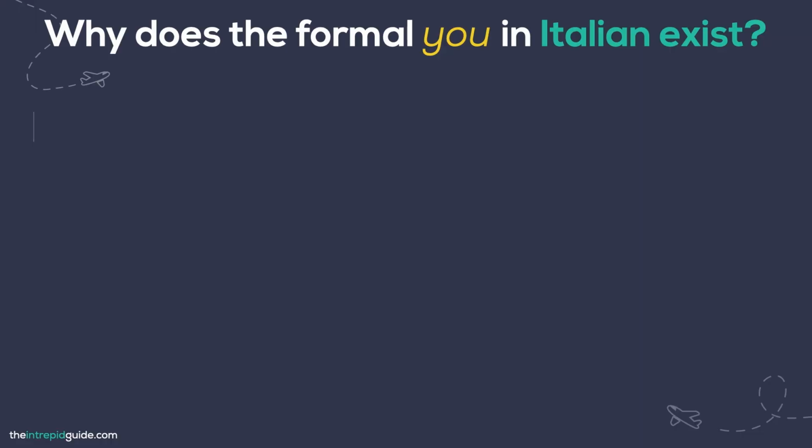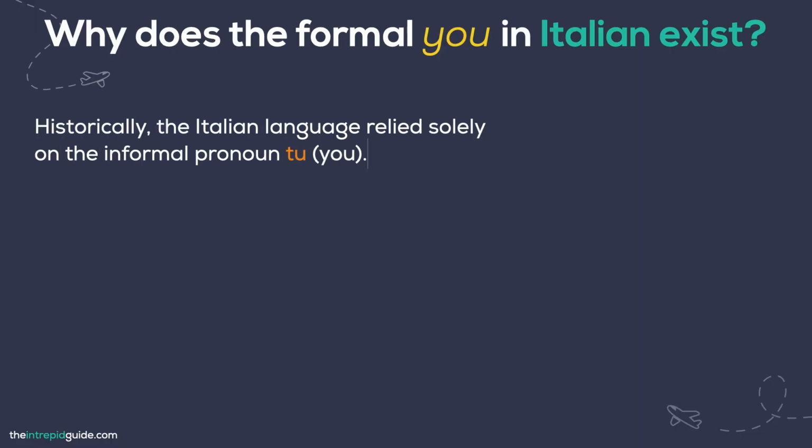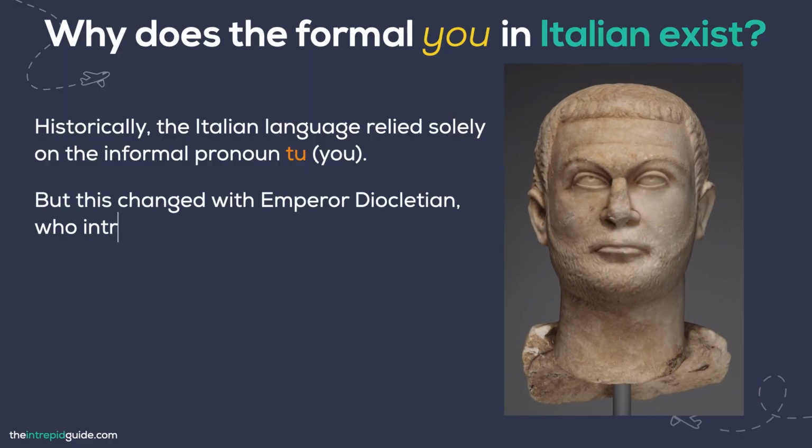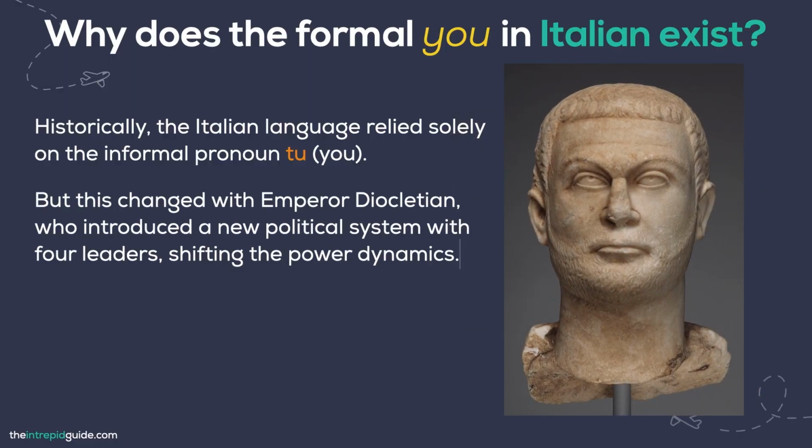So why does the formal you in Italian exist? Historically, the Italian language relied solely on the informal pronoun tu, meaning you, a simple and democratic way of addressing everyone, from friends to emperors. But this changed with Emperor Diocletian, who introduced a new political system with 4 leaders, shifting the power dynamics. That's when the formal pronoun voi, also meaning you, emerged as a way of showing respect to this elite group.